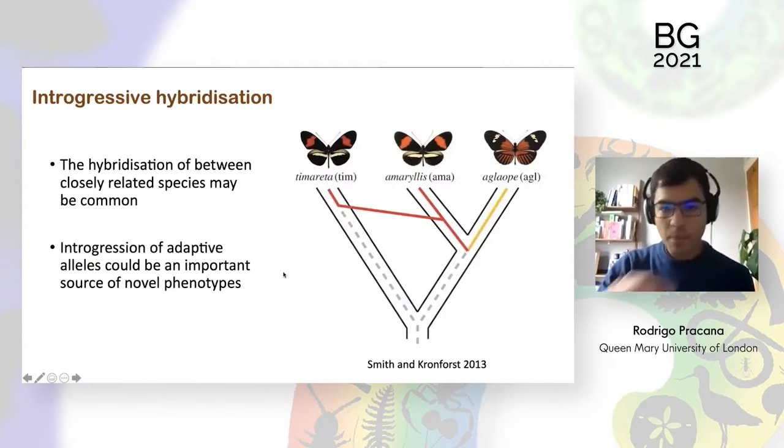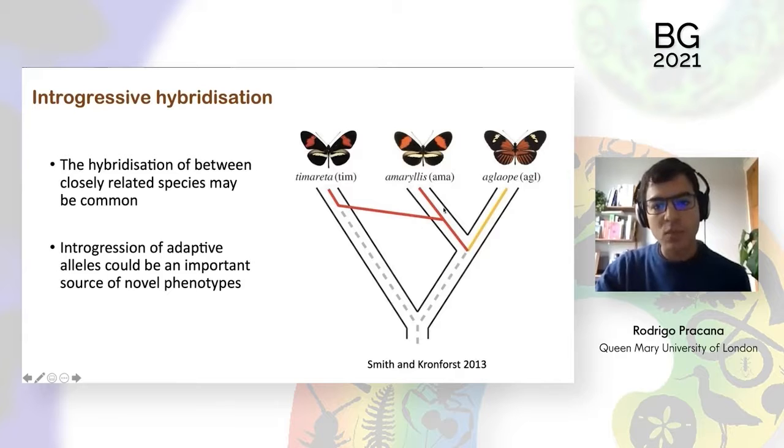So how do you get these supergenes jumping between species? We think it's because of introgressive hybridization. Hybridization occurs when individuals from different species hybridize and allow jumping of alleles between species. And it's really interesting when these alleles are adaptive, because it means that a phenotype can evolve in one species and jump to another species, as is the case here for coloration in a Heliconius butterfly.